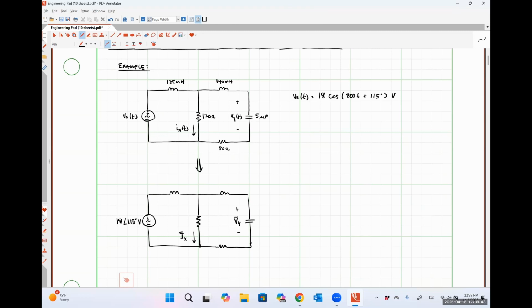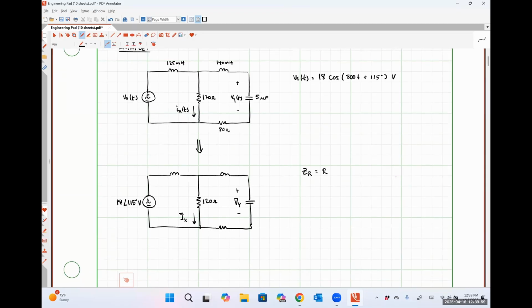Now, we learned back in Circuits 1 and also reviewed last Monday that the impedance of a resistor is simply the resistor value itself, right? So that means that this 120 ohm resistor is going to continue to look like a 120 ohm resistor, and this 80 ohm resistor is going to continue to look like an 80 ohm resistor. We also learned that the impedance of an inductor is given by j omega L. So we have two different inductors here, a 125 millihenry inductor and a 140 millihenry inductor. So let's do both of those in turn.